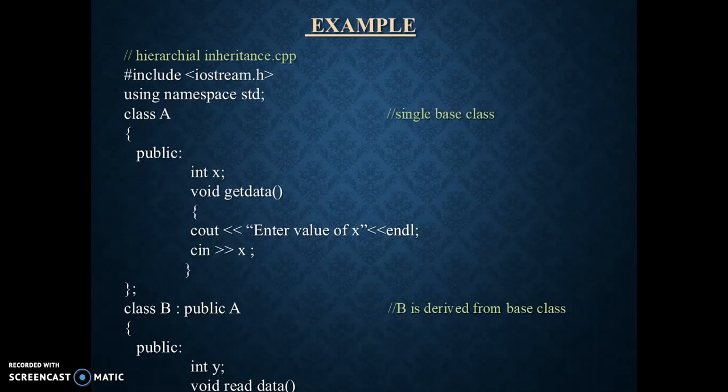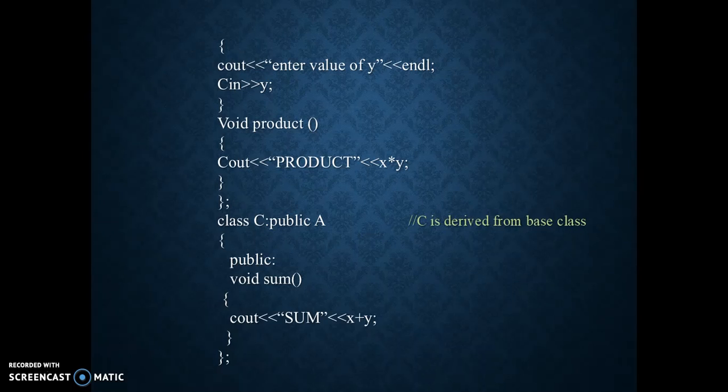Example: #include <iostream.h>, using namespace std. Class A, where class A is the single base class. Public: int x; void getdata, cout enter the value of x, endl, cin x. Class B : public A, where B is derived from the base class. Public: int y; void readdata, cout enter the value of y, endl, cin y. Void product, cout product x multiplied by y.